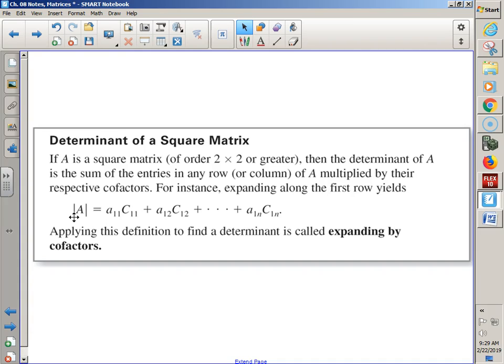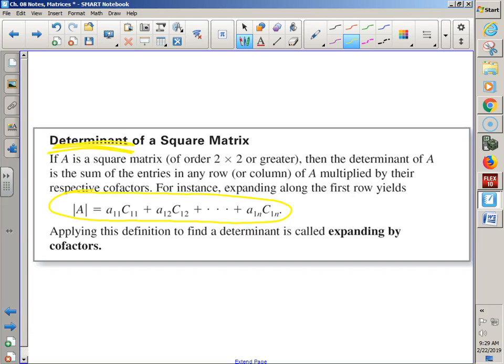If A is a square matrix, why? Determinants only exist for square matrices. Determinants are only of square matrices. If A is a square matrix of order 2 by 2 or greater, the one way that works for every single size matrix is the following formula. Do you guys see the little absolute value notation? When it says absolute value with a matrix, what does that technically mean?